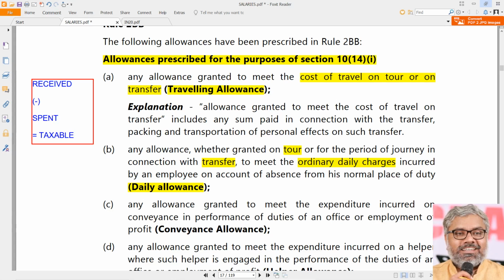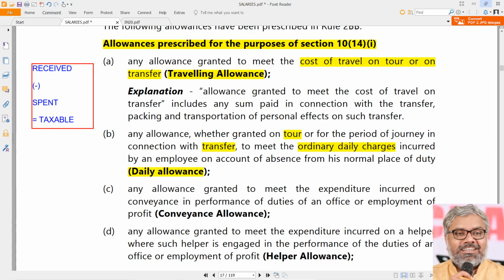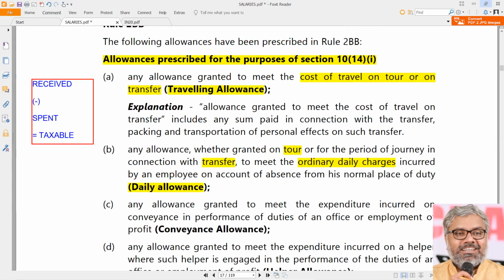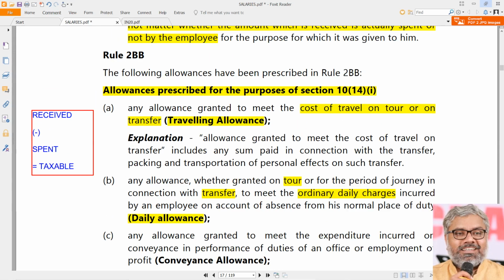If spent amount is less than amount received, then there will be something taxable, that's a positive amount that is taxable. But there is no possibility of ever having a negative amount as taxable. No, there is nothing like that. So that is a point to be noted. Exemptions are given only to the extent of the amounts that are received. In no case can exemption exceed the amount that is originally received. That's all. That logic has to be applied in all cases.